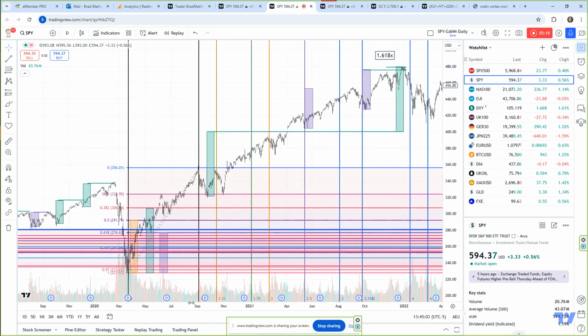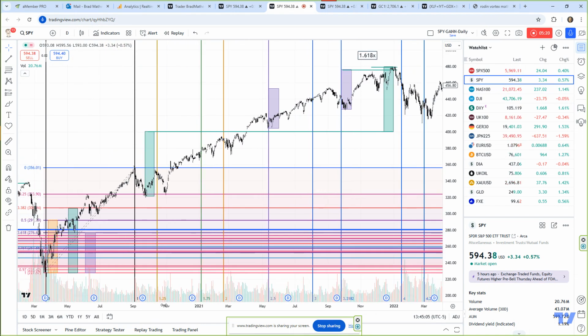And now, coming off the COVID low, we have the same levels. I drew it off of this, what I call rejection point here, up to this rejection point here. I mapped out the same levels. So interestingly enough, we get that same 618 expansion right up into this area. So you can see it comes very, very close.